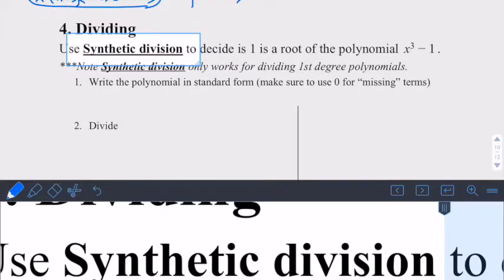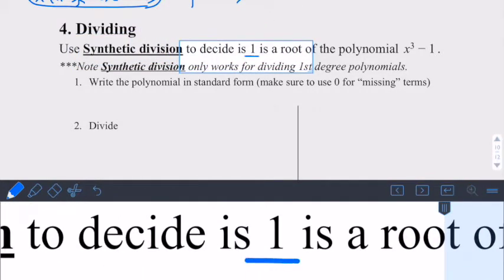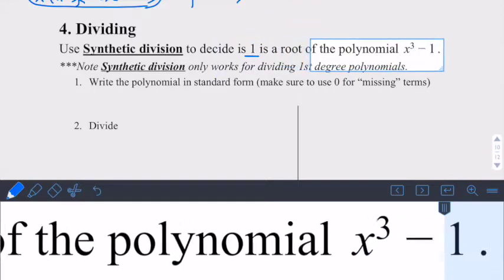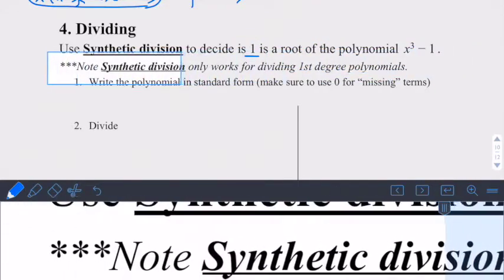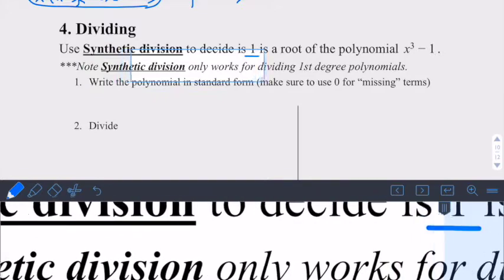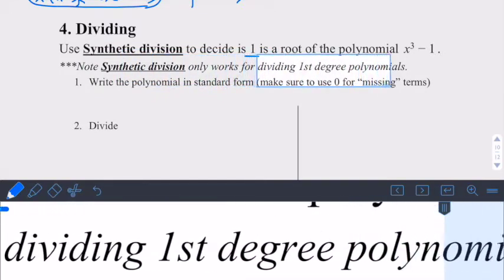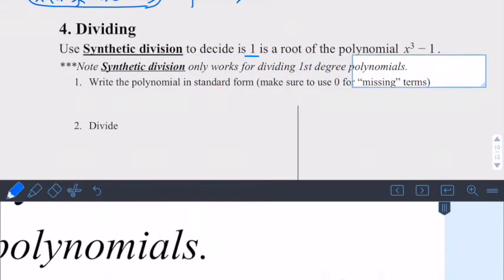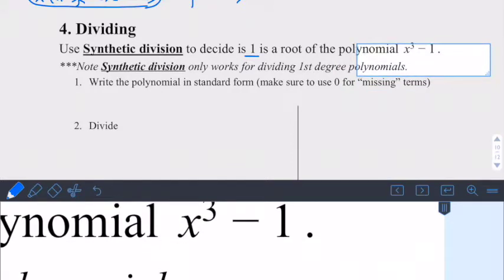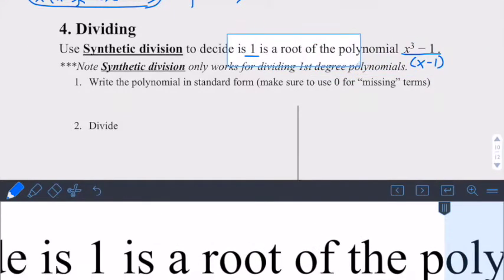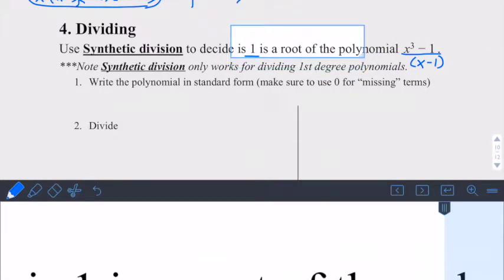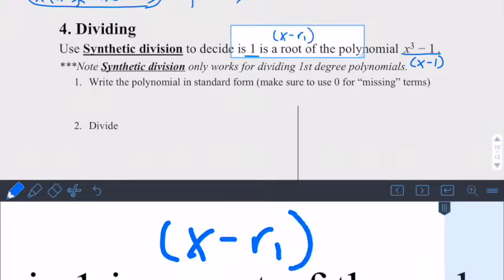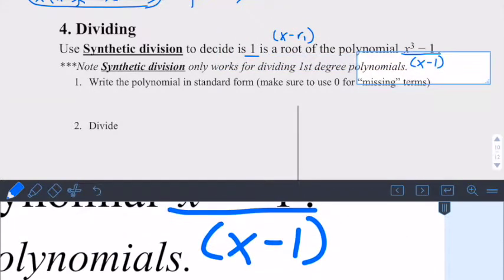So we're going to use synthetic division to decide if 1 is a root of the polynomial x cubed minus 1. Be careful to note, synthetic division only works for dividing first degree polynomials, because right now we're going to divide x cubed minus 1 divided by x minus 1, right? That would be the x minus the root, which is 1. If we said x squared, we wouldn't be able to divide that using synthetic. We'd have to use long division.